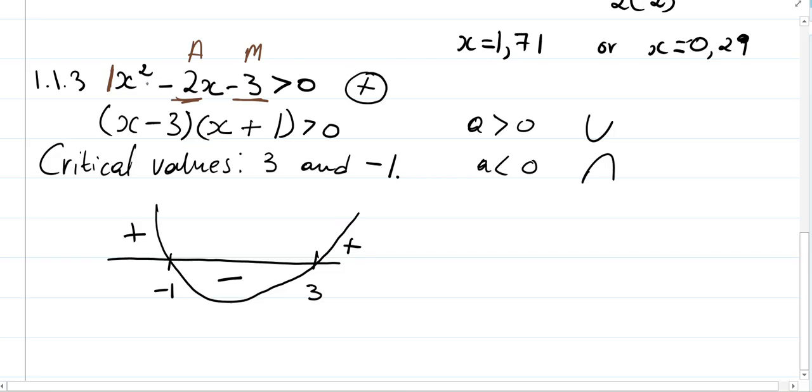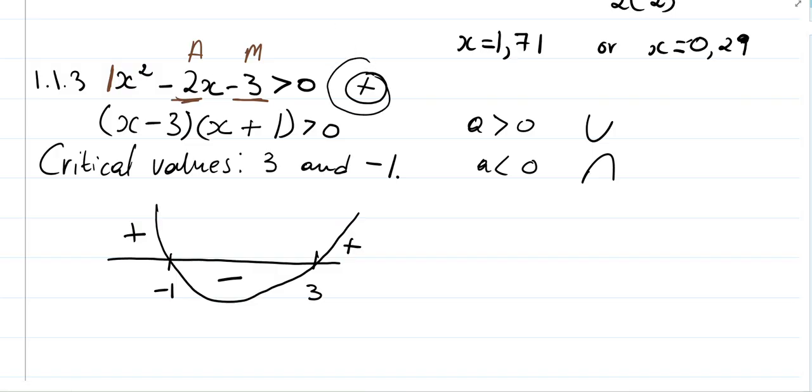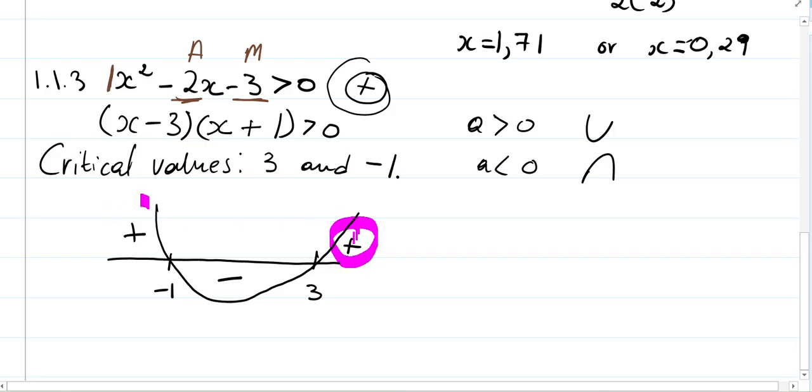The question was saying, where is the graph greater than 0? In other words, where is the graph positive? And our graph is positive here and here. Now, how do I represent this mathematically? This is where x is less than -1. And then here, this is where x is greater than 3.